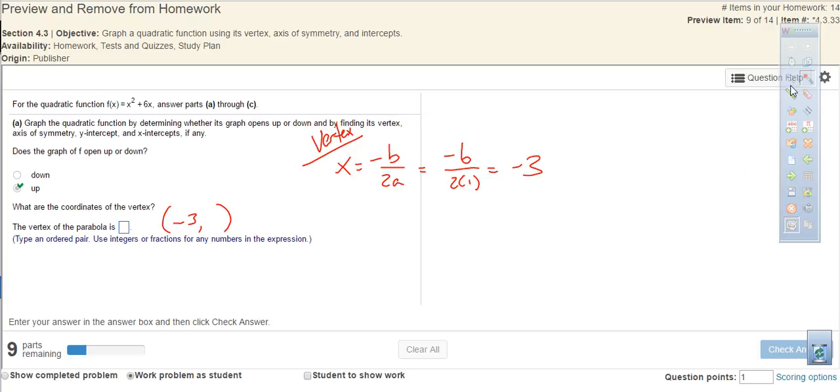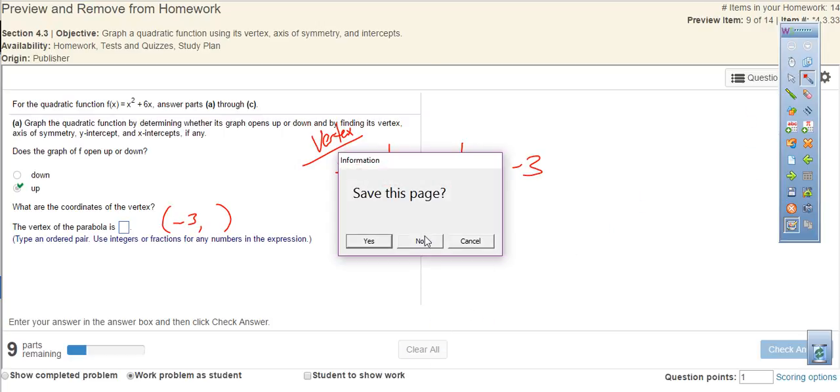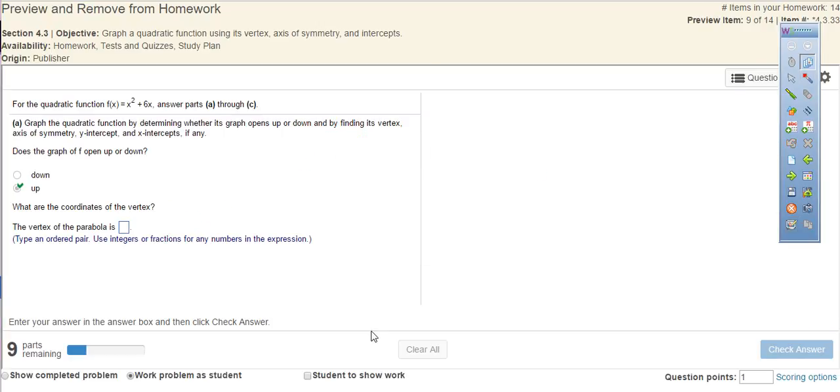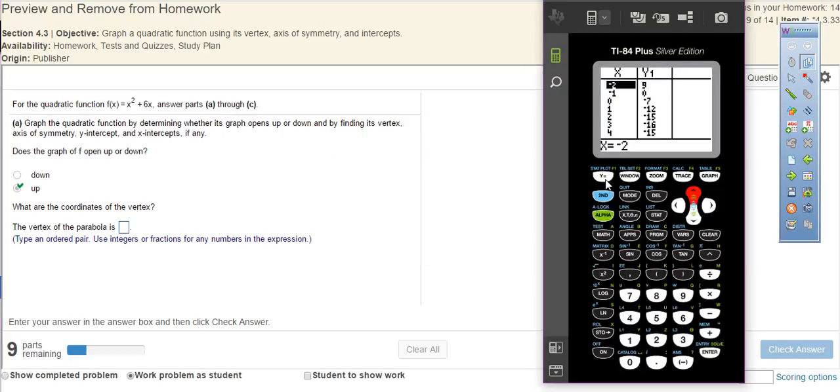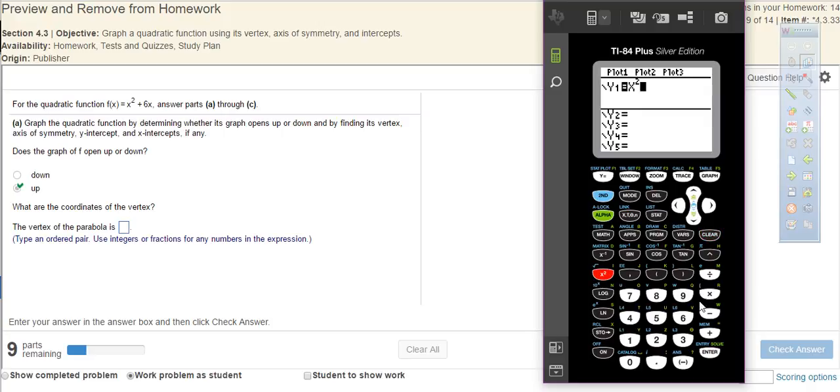Okay, remember that we would then go to our graphing calculator. Give me one sec to get some stuff opened up. We go to our graphing calculator and we plug in our equation. And so we would say x squared plus 6x. You can graph it to see what it looks like, so you can see where things are going to happen.